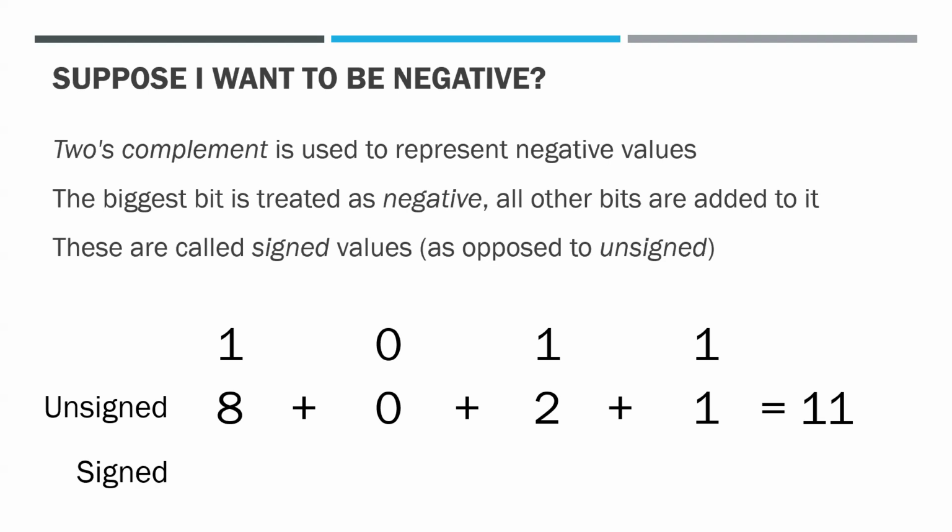But suppose we decided to treat this as a signed value. Signed value means that this first digit, the eights place here, is treated as a negative number, and then all of these other places are positive, just like they were before. So we have a -8 here, because it's signed, and then a 2 and a 1. Add those together and you get -5. And so it matters.